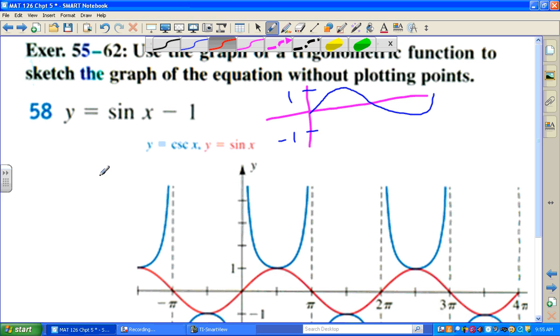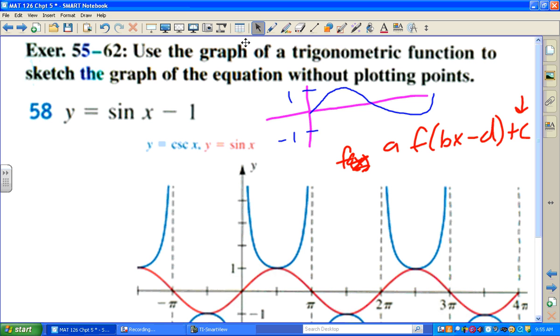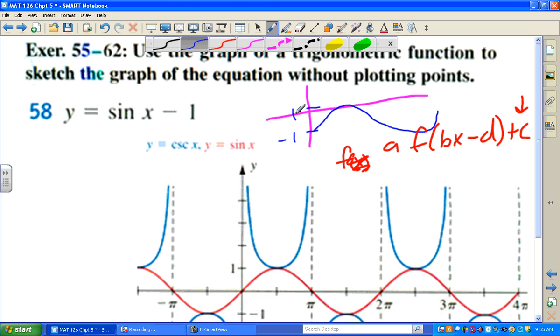Oh, it goes back to this. Remember? Inside the equation, f of x, oh, sorry, a f of b x minus d plus c. Right. So it's going to move it down 1. Fantastic. So my graph would look like this. Boop. Went down 1. It even brought that 1 with it. Now that 1 turns into a 0, doesn't it? That 1 turns into a 0, and that -1 is -1, and now it goes down to -2. There's how you sketch the graph without plotting all the points.